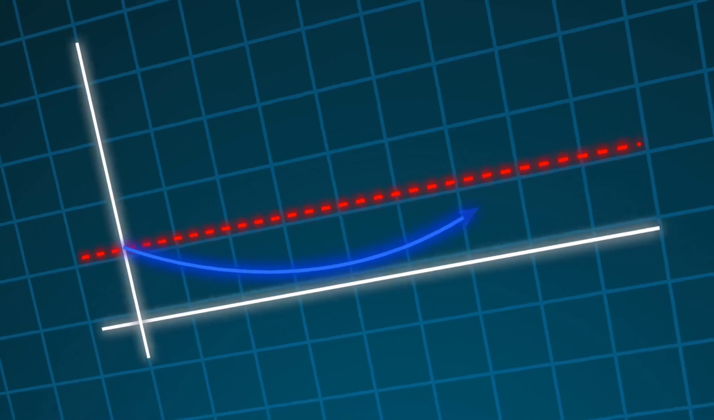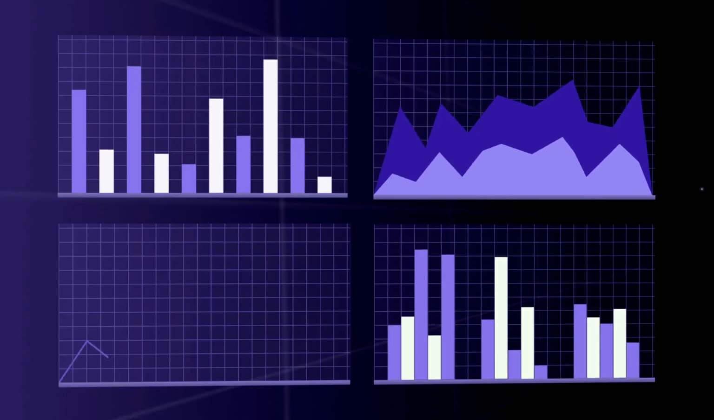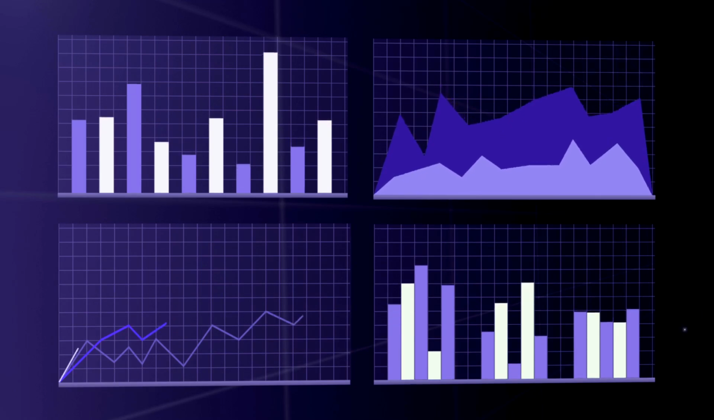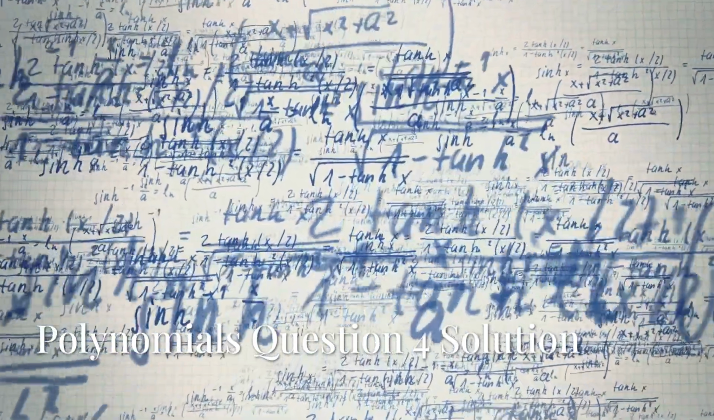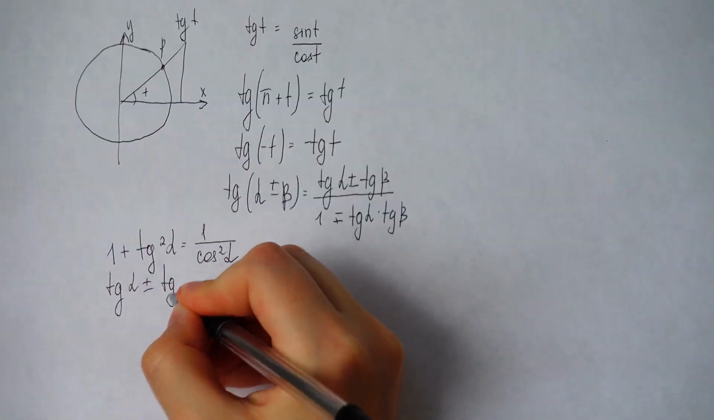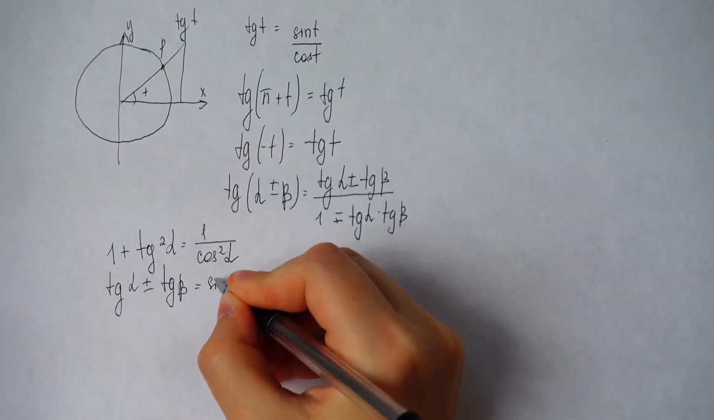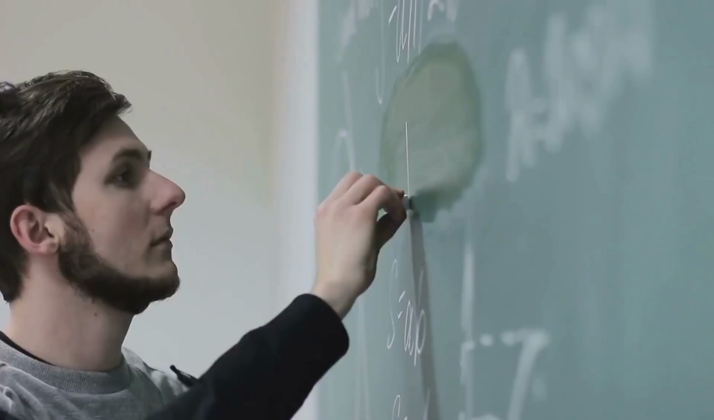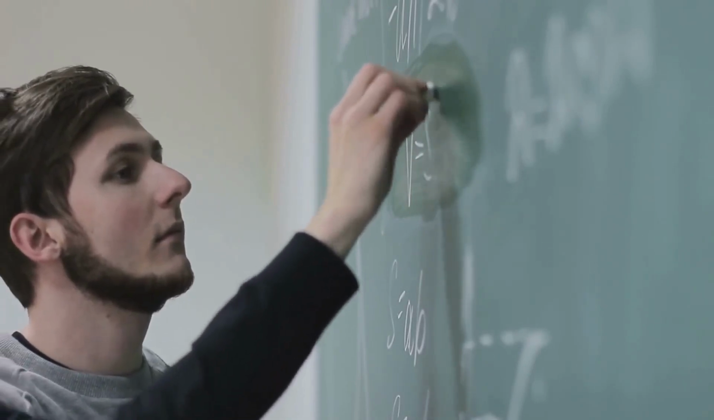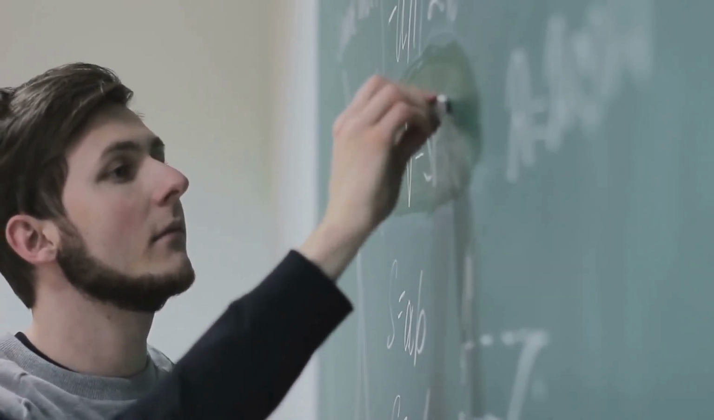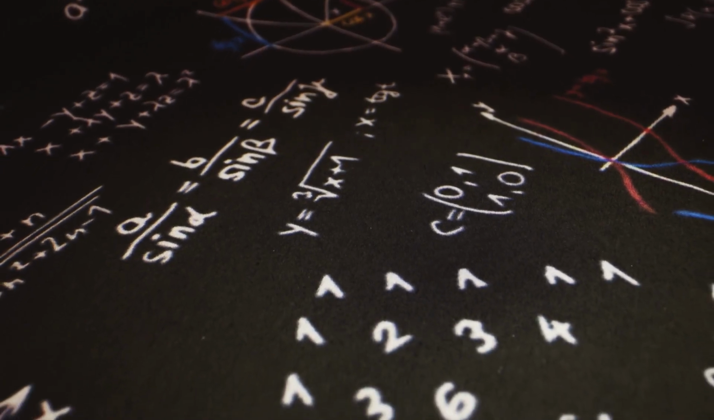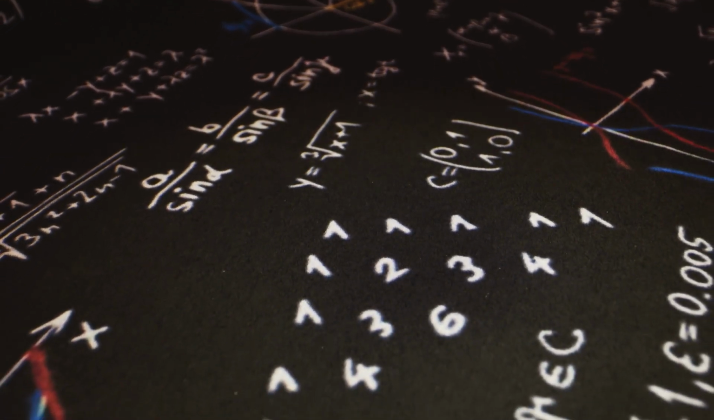Question 4. Find the maximum and minimum values of the polynomial function g of x equals negative x squared plus 4x plus 1. We can follow these steps. Step 1. Identify the type of polynomial. The function is a quadratic polynomial, which can be expressed in the standard form g of x equals ax squared plus bx plus c, where a equals negative 1, b equals 4, and c equals 1.